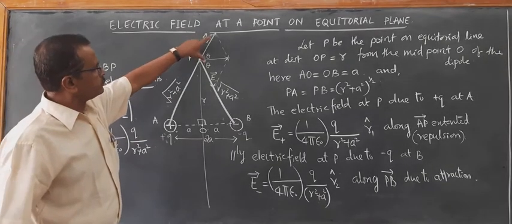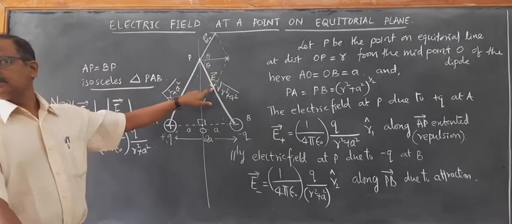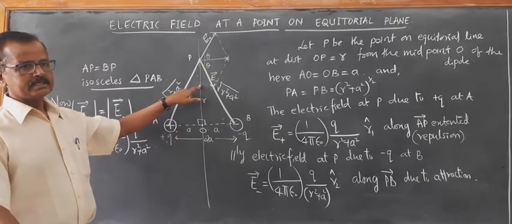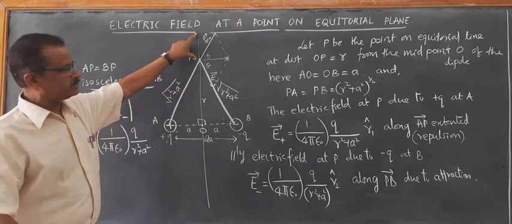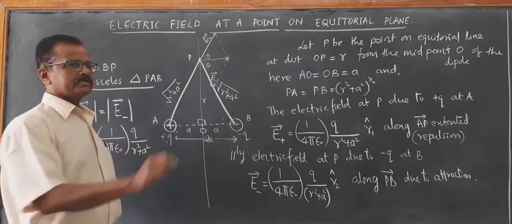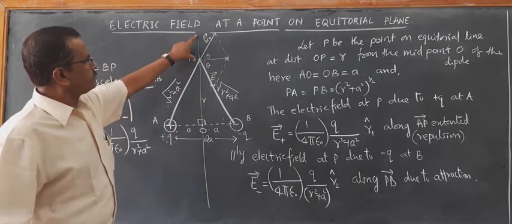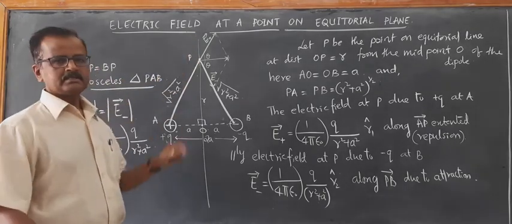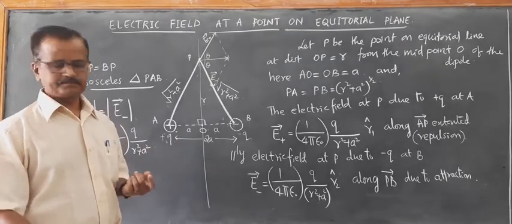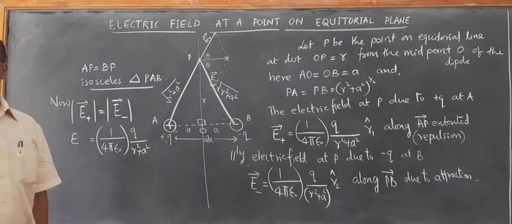Another way is by resolving the vectors into their components. Resolve E plus into its x component and y component. Similarly, resolve E minus into its x component and y component. Then you will see that the x component of E plus and x component of E minus add each other. They act along the same direction. Whereas the y component of E plus and y component of E minus subtract each other, since they are acting in the exact opposite direction. So we will follow the method of resolving the vectors into their components.